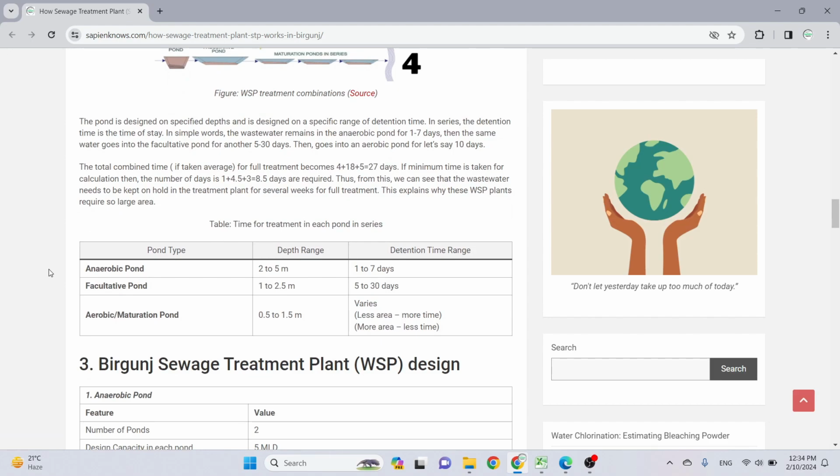Generally, the depth of the anaerobic pond is kept at 2 to 5 meters and the detention time from 1 to 7 days, and the facultative pond is 1 to 2.5 meters of depth and 5 to 30 days of detention time. And for the maturation pond it is 0.5 to 1.5 meters, and the detention time varies, ranging from greater than 3 days to a detention time lesser than the facultative pond detention time.